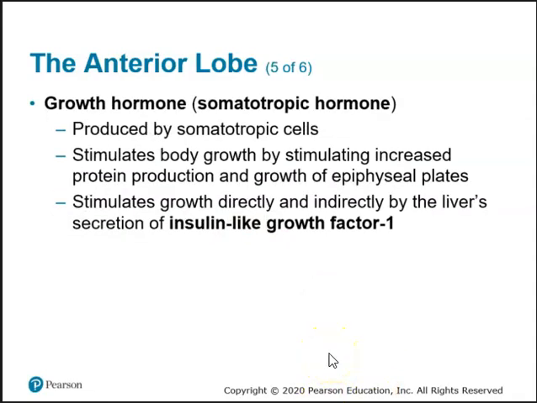Growth hormone, also known as somatotropic hormone, is produced by somatotropic cells. This stimulates body growth by stimulating increased protein production as well as growth of the epiphyseal plates. So this hormone directs its activity to the developing bones. It also stimulates growth directly and indirectly by liver secretion of insulin-like growth factor 1. So growth hormone is a very important hormone for growth and development.